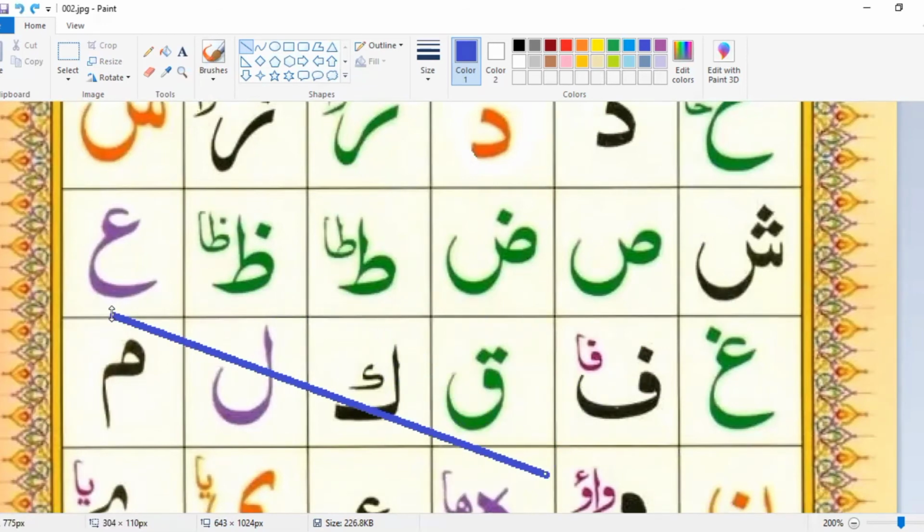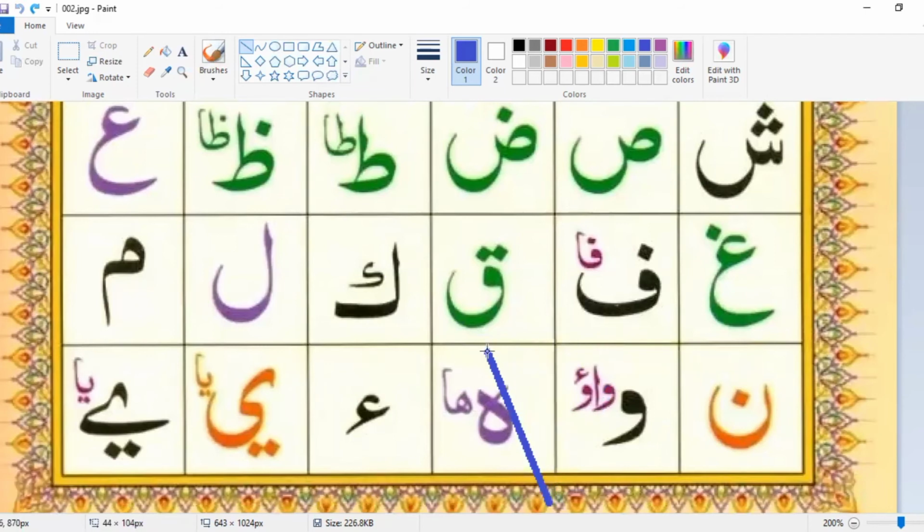Ain, this is a little bit difficult. You have to pronounce it from your throat. Ain, ain, it comes from the throat. Ain, then ghain, bold letter.